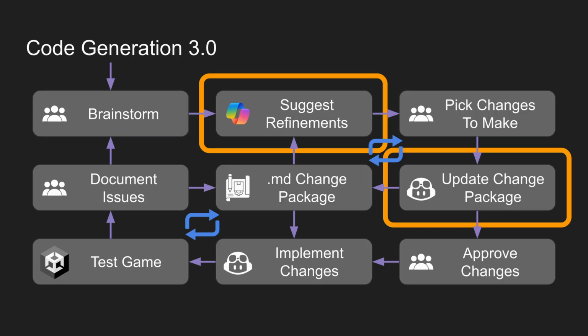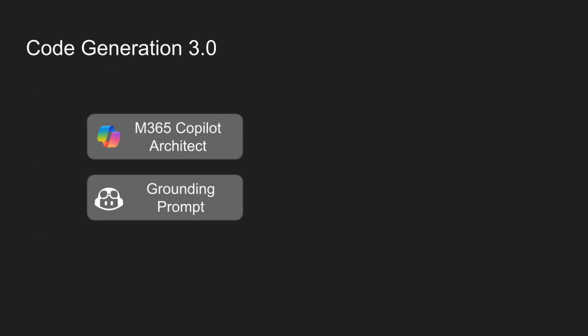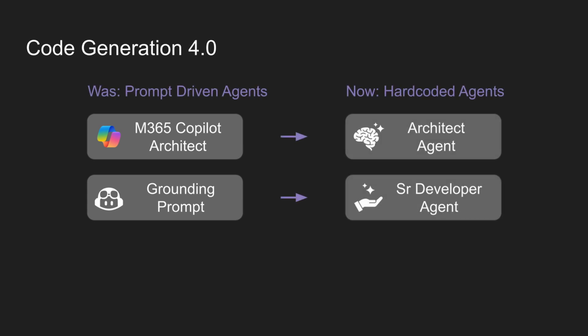But again, we're learning as we're going, and we're just kind of incrementally making one change at a time to our process until we find something that we feel like clicks just right. So this time we decided we're going to take a different approach to it. And instead of having prompt-driven agentic rules, we're going to hard code them.